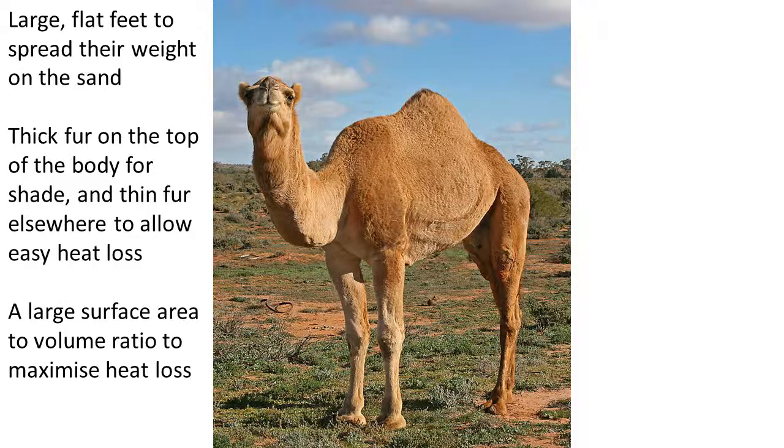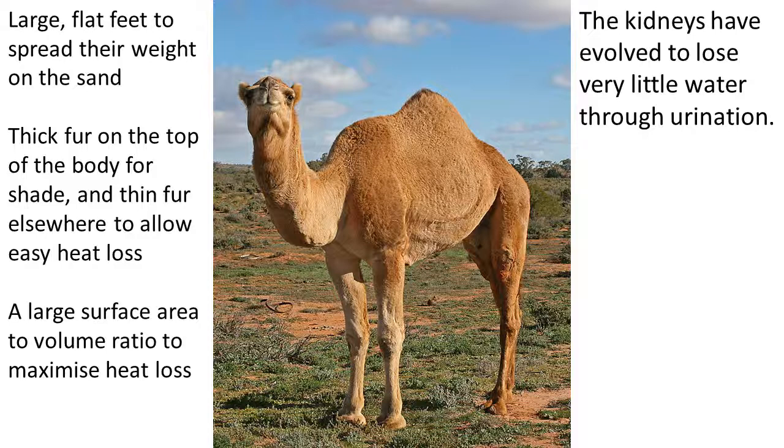it loses its heat. Adaptations of the kidneys means a camel loses very little water through urination, and its long eyelashes and slit-like nostrils keep the sand out.